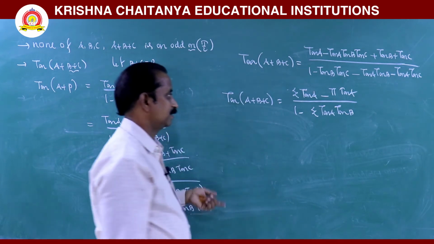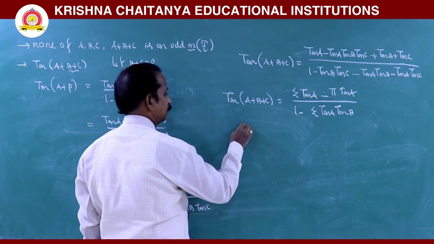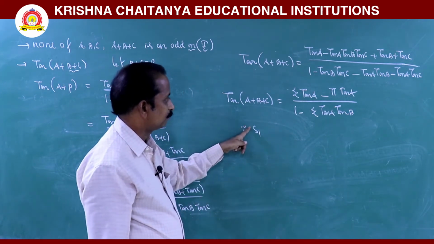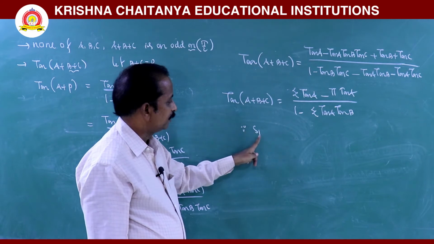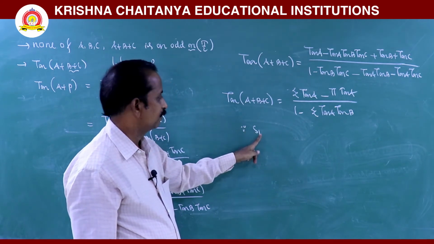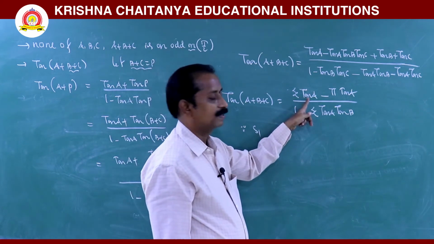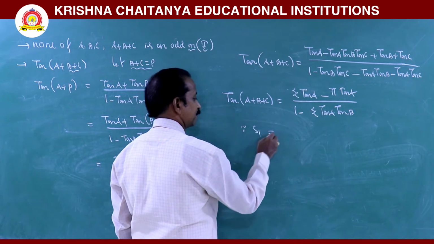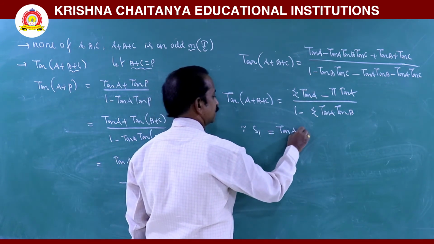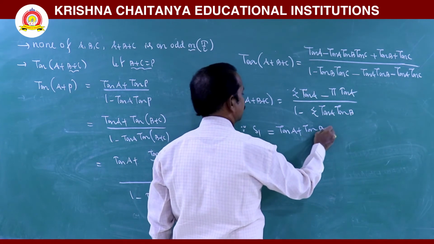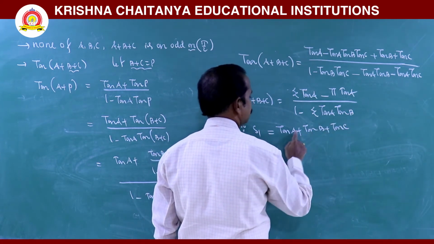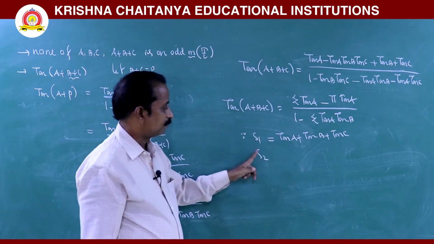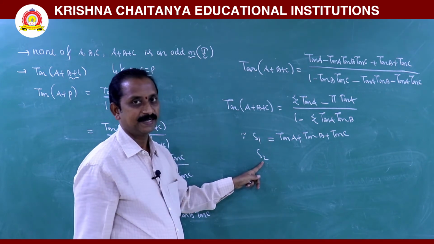For convenience, in an easy way, we use the notations S1. S1 means the sum of terms taken one at a time. Here one means tan A or tan B or tan C. So if you assume S1, it is taken as tan A plus tan B plus tan C for the respective terms tan A, tan B, tan C. S2 means the sum of products of two terms taken at a time.